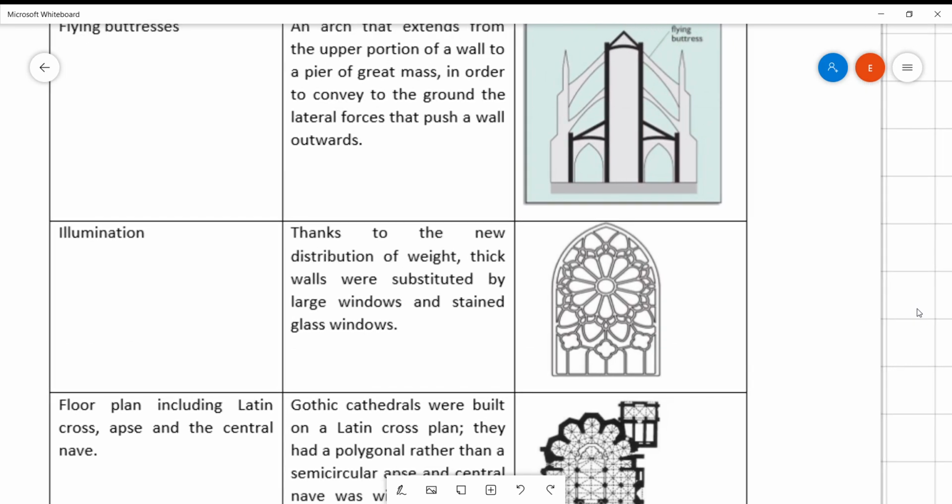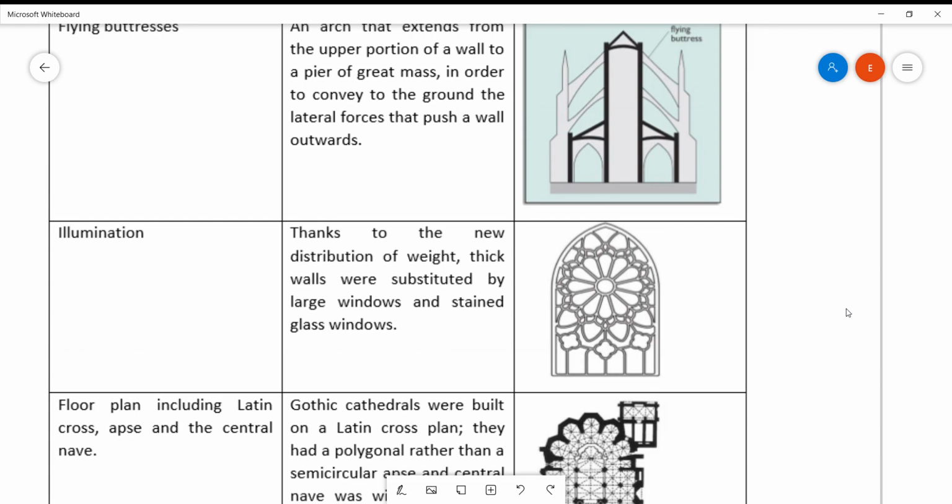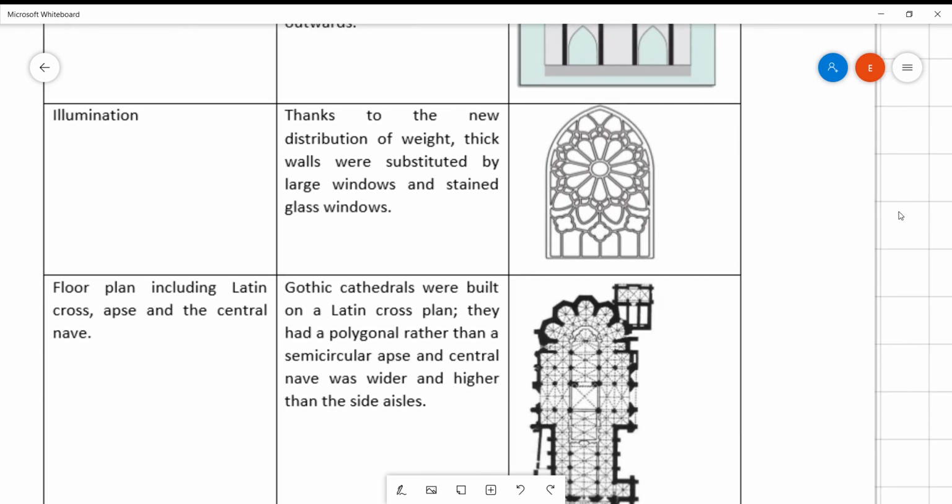Okay, and because we have large windows, we are going to have a lot of natural light inside the churches, and we can play with the colors of the different glasses. Okay, and we can make figures like this or try to represent Bible stories in the windows. That's what we have in the stained glass windows, lo que en español se dice vidrieras. Las vidrieras de colores.